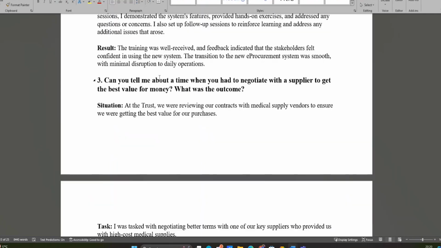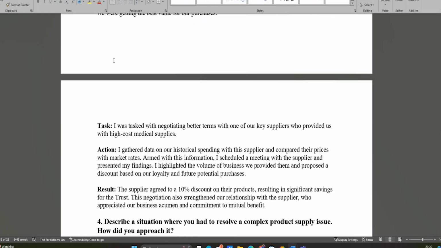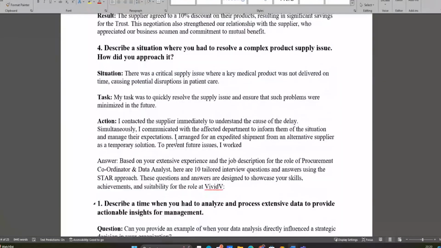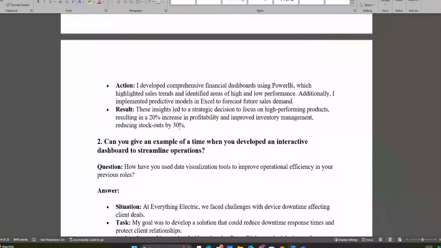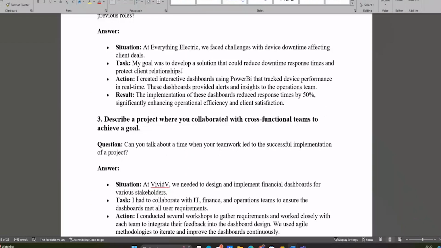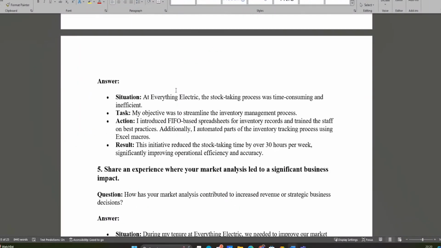This is another question. Can you tell me about a time when you had to negotiate with a supplier to get the best value for money? What was the outcome? Again, STAR method: situation, task, action, and result. I think I don't need to go further to show you everything. They were questions tailored specifically, and you can get 20 questions. If you go through the questions, it will give you an idea of what they could ask you. You don't need to cram it. That's the mistake you should avoid.